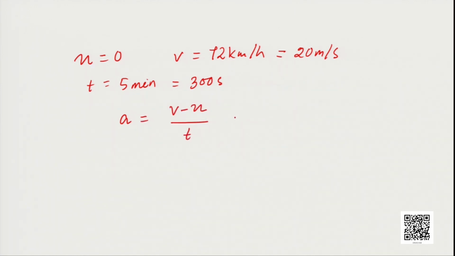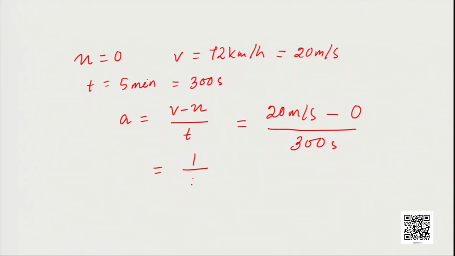Now, if you substitute these values in place of v, u and t, what will you get? You will get a value of 20 meter per second in place of v. In place of u, we will have 0, divided by the time 300 seconds. If you solve it, you will get the value as 1 by 15 meter per second square. So, this is our acceleration.